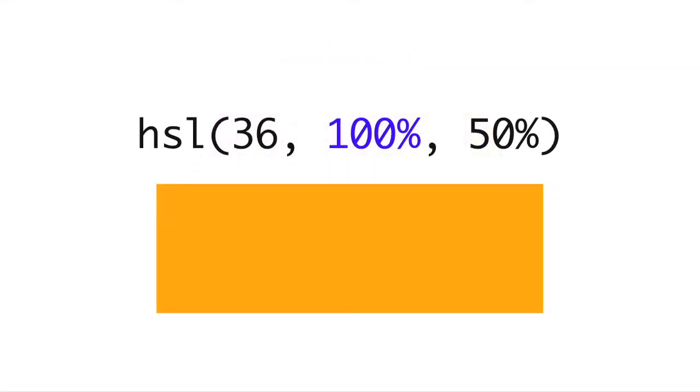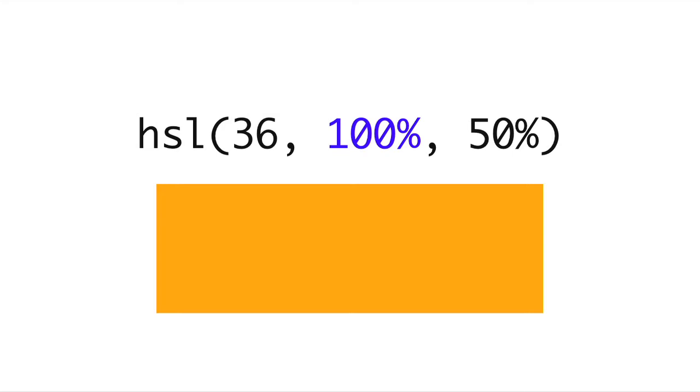So 0 is at the top of the color wheel, and it represents red. Because in our example we're at the 36th degree, we're actually pretty close to red, so we get this nice orange color. The second value, which represents saturation, is a percentage.